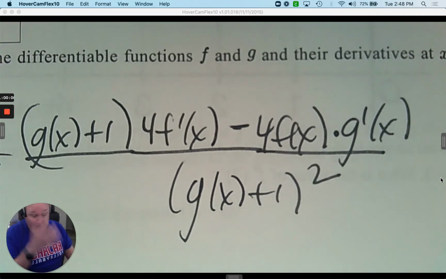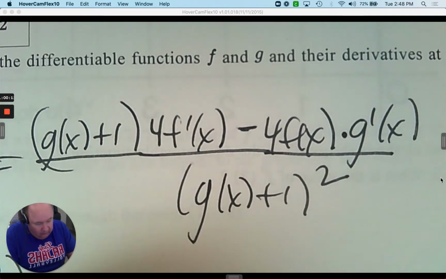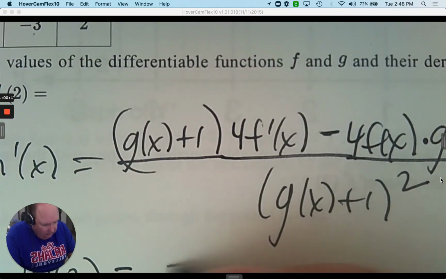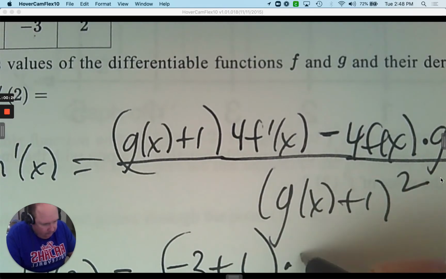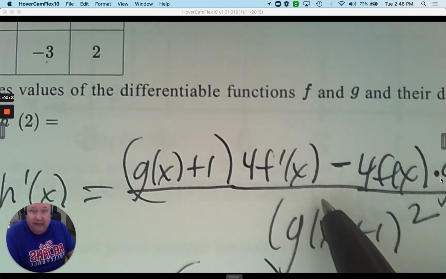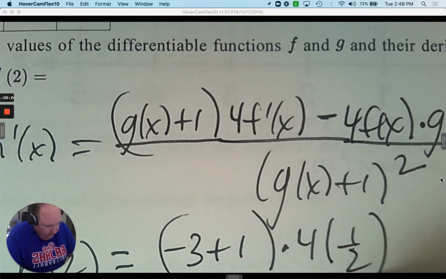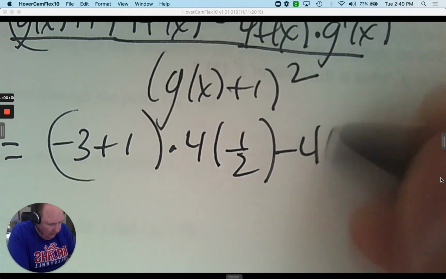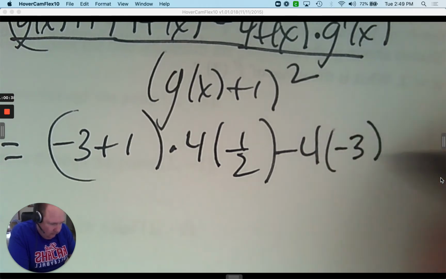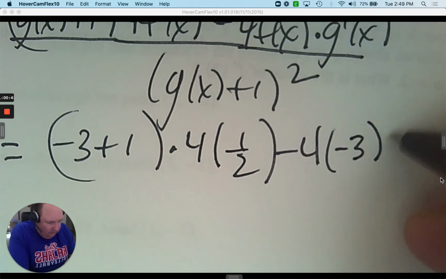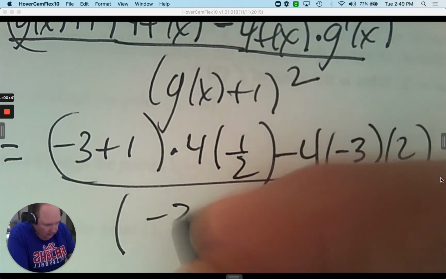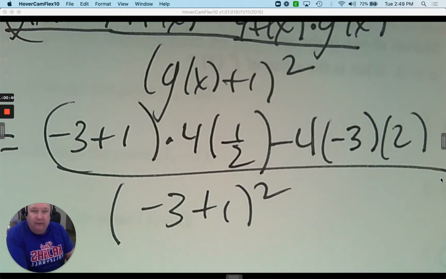Now we need to plug in 2 everywhere. So what's the derivative at 2. So g at 2, looking off that, that's negative 3 plus 1. The derivative at 2 for f is 1/2. I'm just going to go all the way across here using the table of values. F at 2 is negative 3. G prime, that's 2. And then g, the value is negative 3 plus 1 squared. So those are all the values from the table.